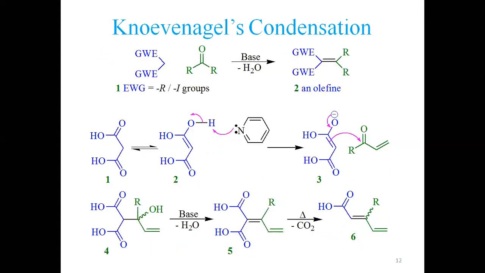Now let's see another type of condensation called Knoevenagel condensation. What is Knoevenagel condensation? We have an active methylene CH2 attached with two electron withdrawing groups. EWG stands for electron withdrawing groups. This may be electron withdrawing by resonance. This may be electron withdrawing by inductive effect. So normally we are having minus R groups.